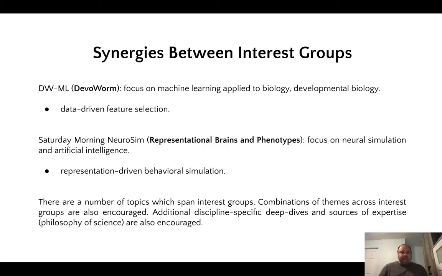So one of the topics that we cover there is data-driven feature selection. We look at biological data sets. We use machine learning tools to extract quantitative data. Then we look for features. We do feature selection on developmental data. And then we maybe come up with some cutting edge type of analysis to apply to it, or maybe just write up a paper.